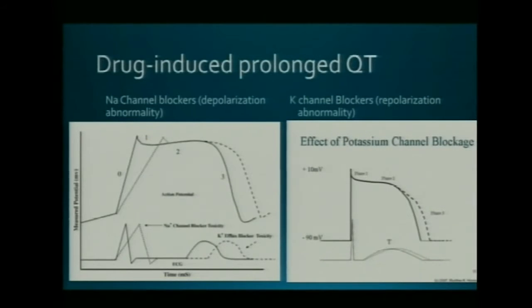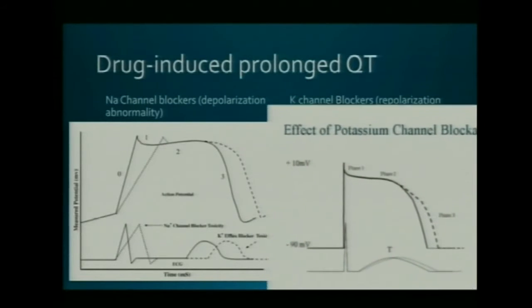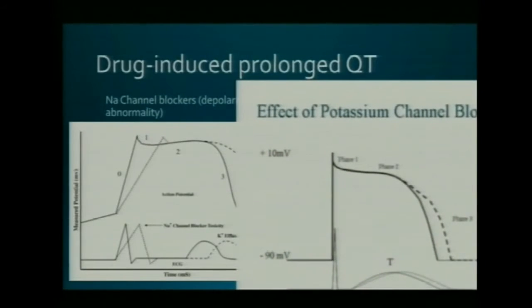Sodium channel blockade will cause a prolonged depolarization, which will be reflected in a prolonged QRS on the ECG. A potassium channel blockade will cause a prolonged repolarization, which will be reflected in a prolonged T wave in the ECG. In medicine, when we talk about QT prolongation, we usually mean the second one, the potassium. We usually mean a repolarization abnormality, okay?